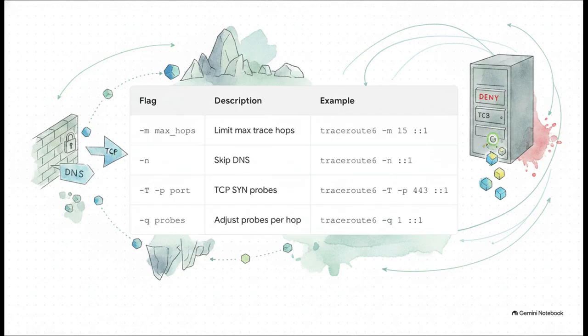See, by default, Traceroute uses UDP or ICMP probes. But let's be real, firewalls absolutely love to quietly drop those. By using TCP SYN probes on a specific port, like port 443 for HTTPS, you can actually sneak your diagnostic traffic right past a firewall that is stubbornly blocking standard ICMP traffic. It's a brilliant little backdoor way to map a path to a web server.